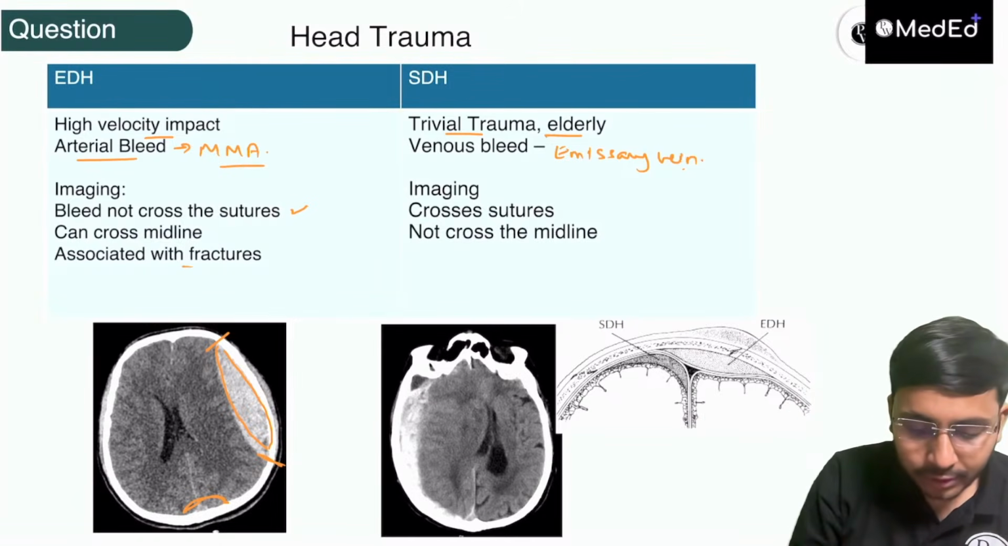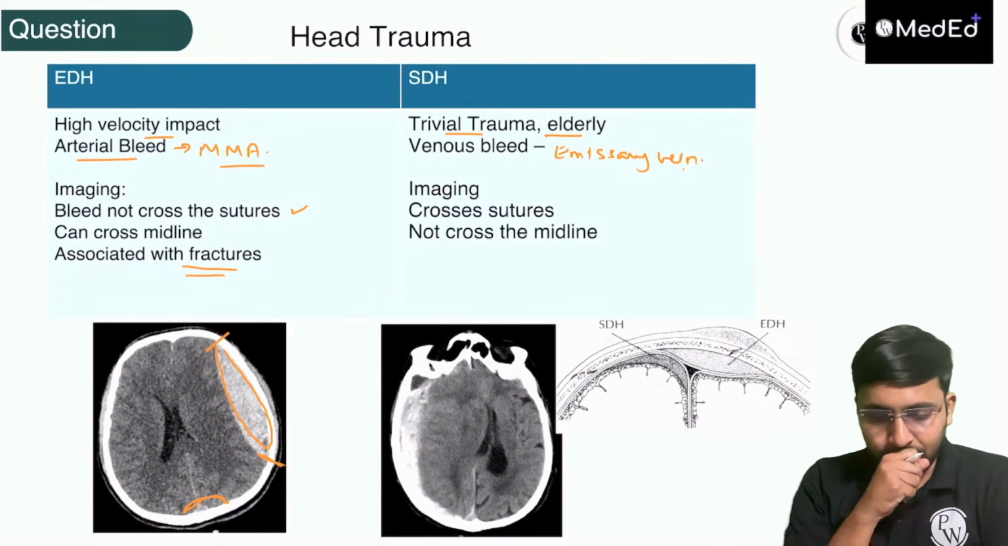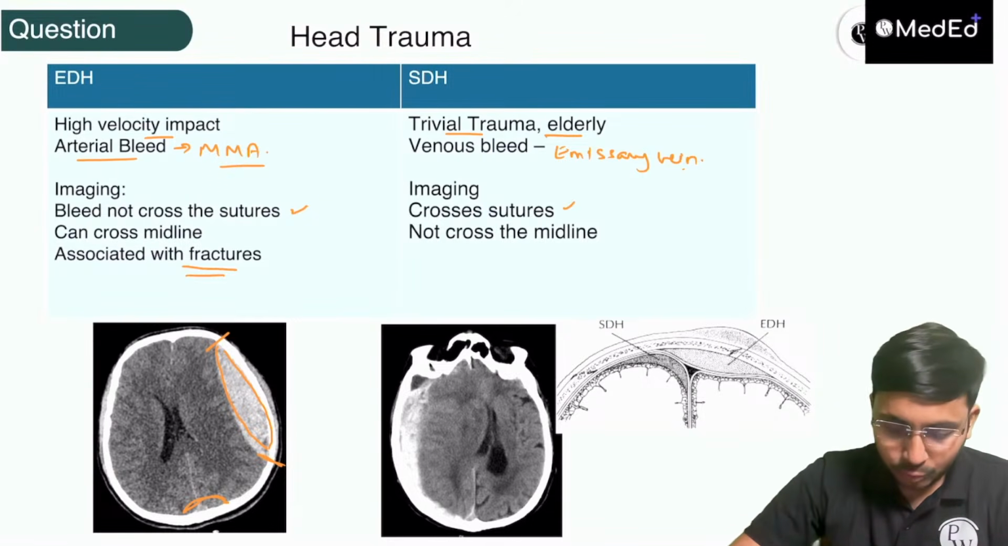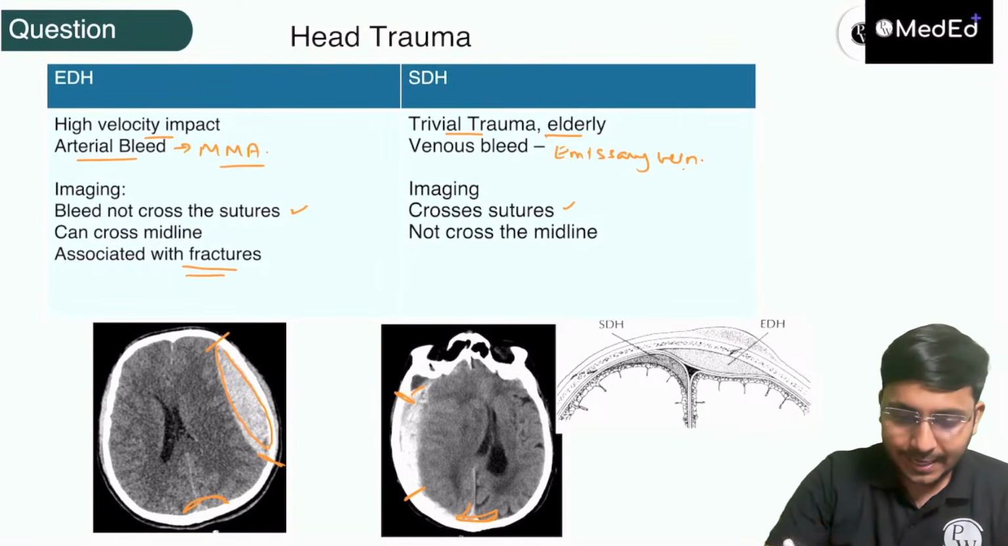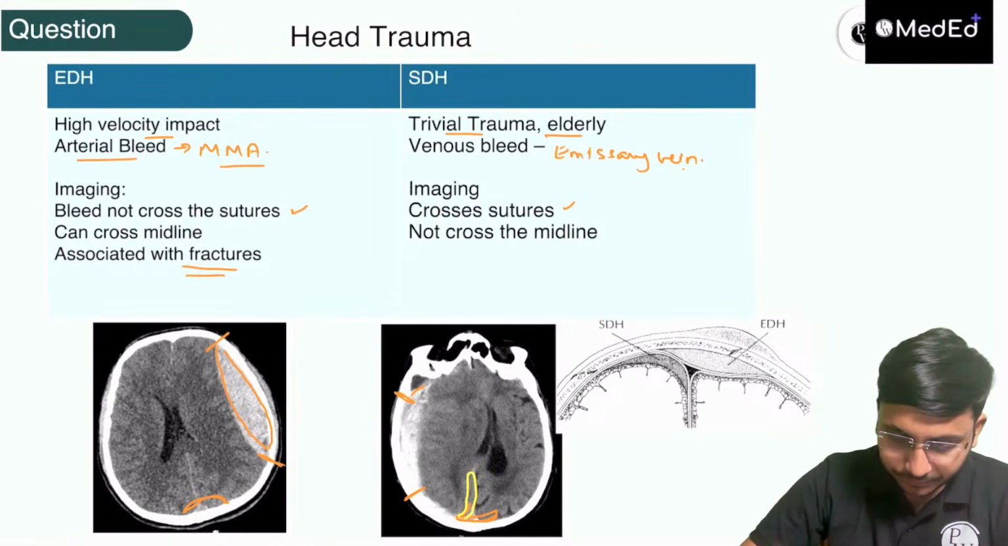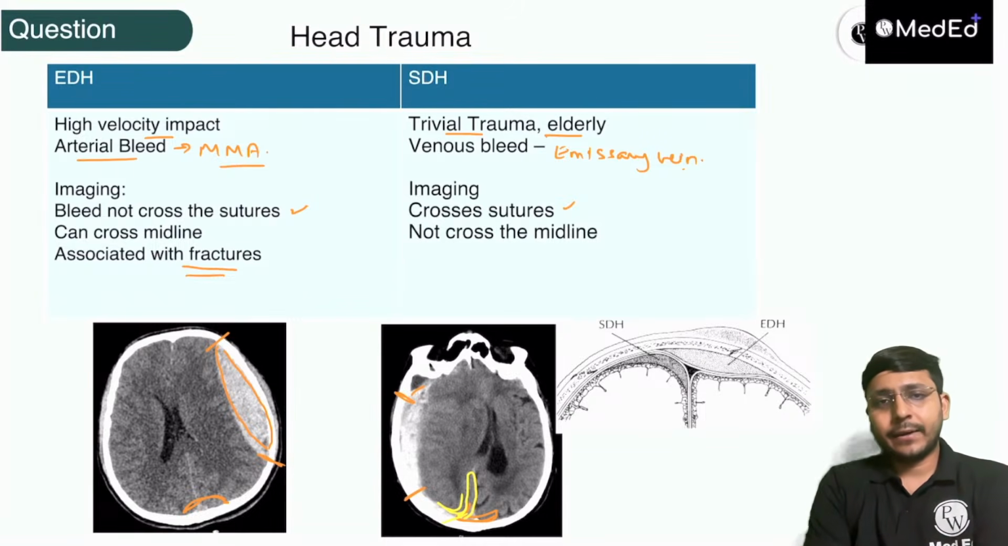It is usually associated with skull fractures because of the high velocity impact. SDH can cross the suture, so you see that the bleed is crossing the suture, but it cannot cross the midline. So it can't go like this. It can't go like this. It has to go like this. This is what is meant by it cannot cross the midline.